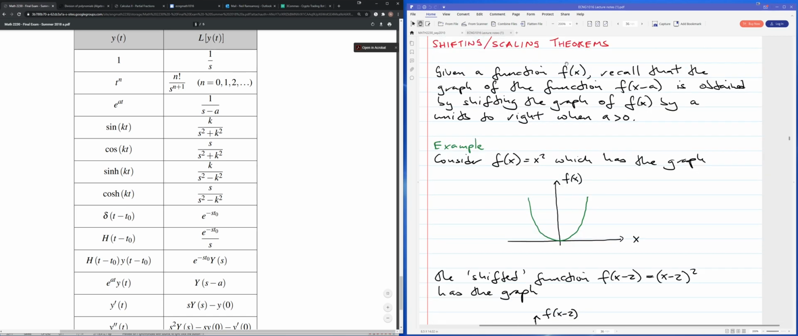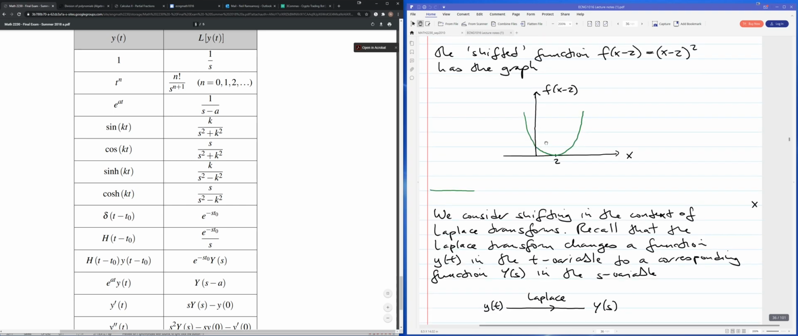So as I just said, if you have a function f of x, and you change your variable over here from x to x minus a, then your new function is a shift of your original function f of x.